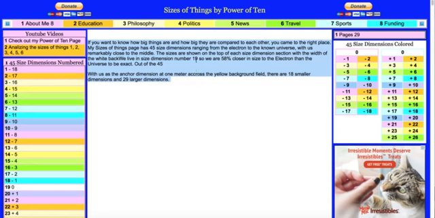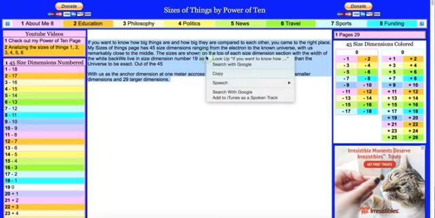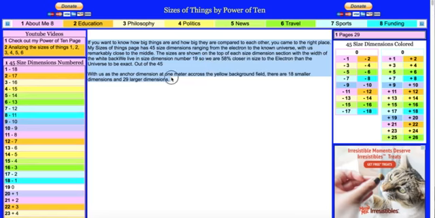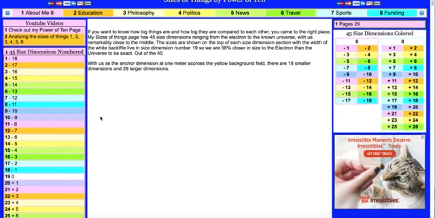With us as the anchor dimension at 1 meter across the yellow background field, there are 18 smaller dimensions and 29 larger dimensions. So if you ever wanted to know how big you are in the universe compared to the electron, the smallest thingy we know, and the universe, the biggest thingy we know, then I shall have you know that we're 58% closer to the size of the electron than the universe, so we're pretty much in the middle.